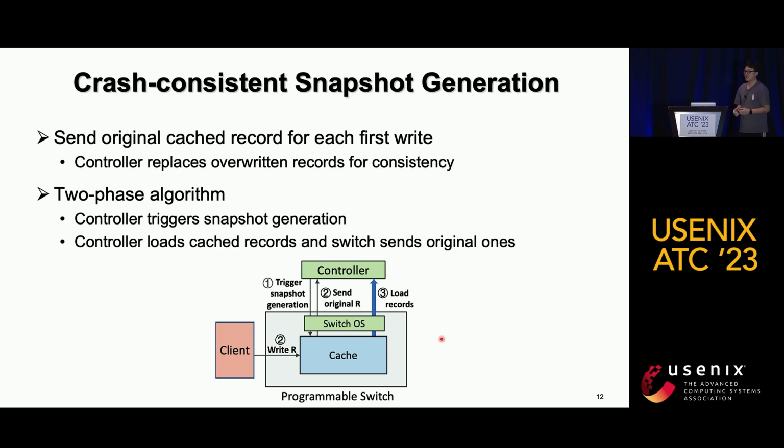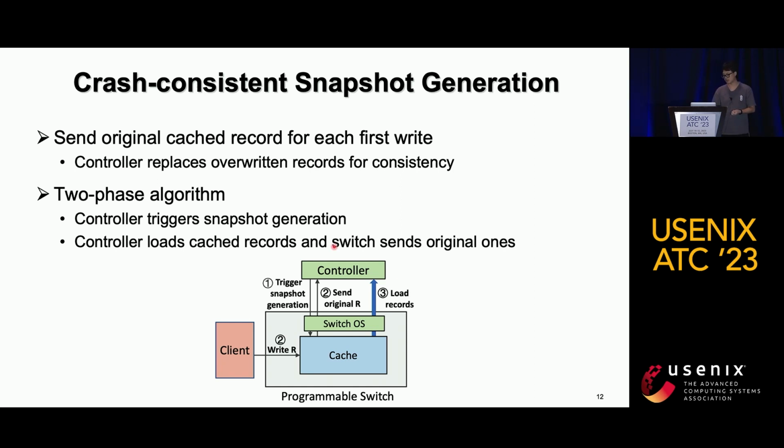So to fix the reliability challenge, we propose crash-consistent snapshot generation. Our insight is that whenever FarReach receives a subsequent write, especially the first subsequent write, it can send the original record to the controller. The original record refers to the version after the snapshot time point, yet before the first subsequent write. So the controller can replace the overwritten record with the original record for crash consistency.